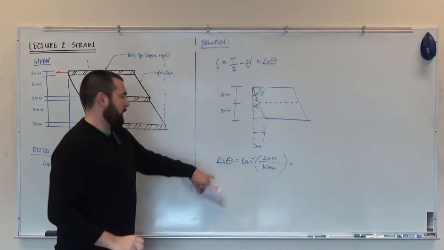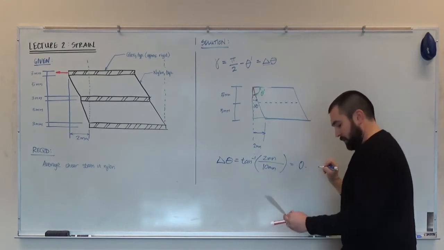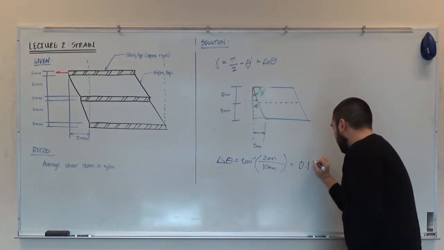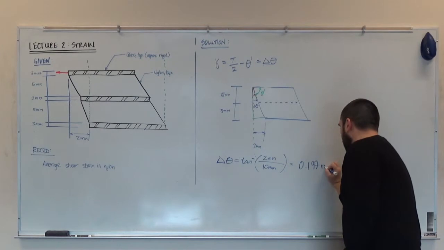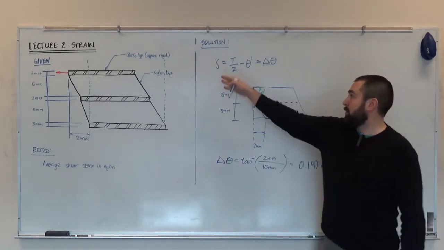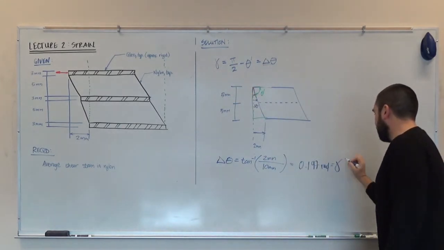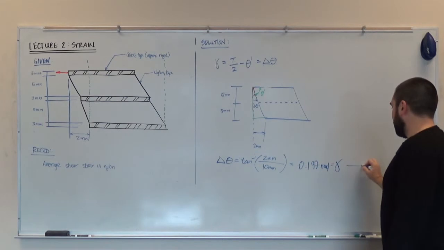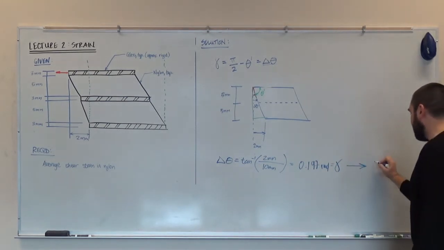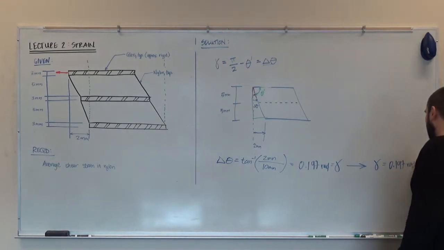And we get that delta theta is equal to 0.197 radians. And we know that delta theta is equal to the average shear strain, and so I can just say this is also equal to the average shear strain. So that's my final answer, and I will just say that the average shear strain is equal to 0.197 radians.